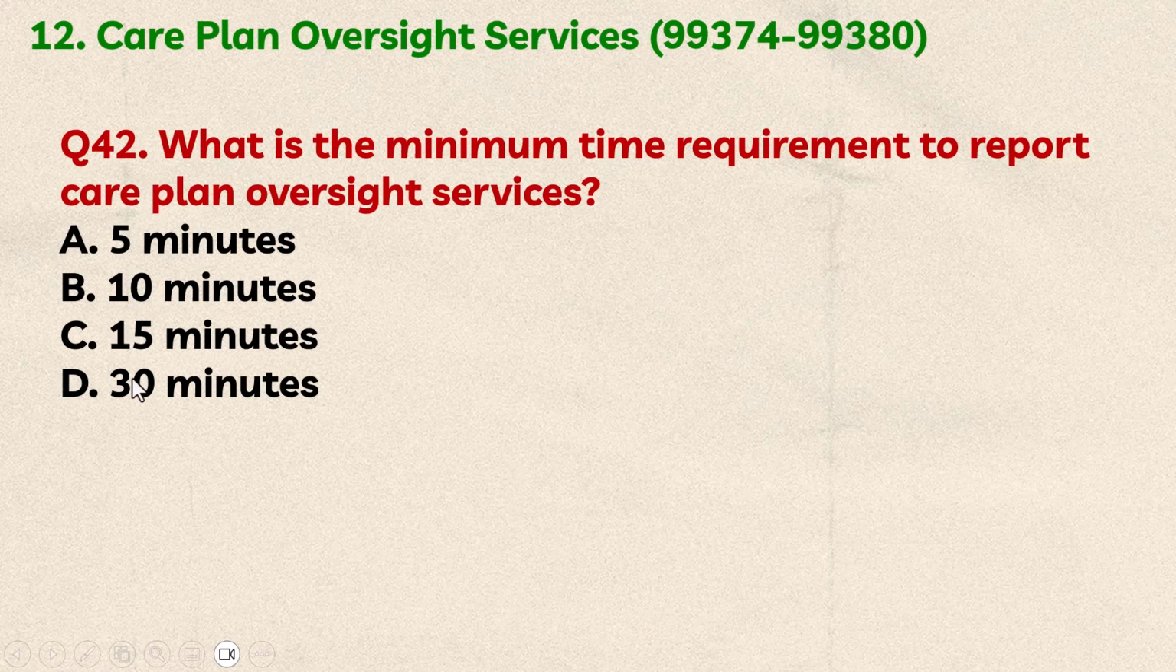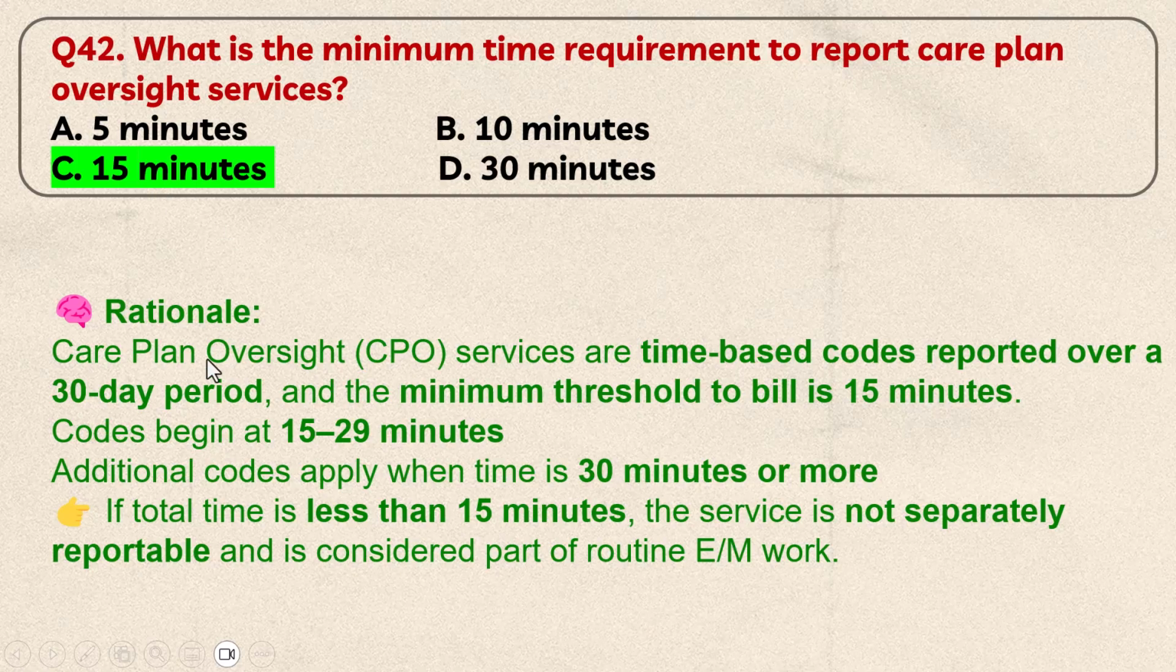5, 10, 15 or 30 minutes. Think the answer. The correct answer is 15 minutes. Care plan oversight services are time-based codes reported over a 30-day period and the minimum threshold to bill is 15 minutes. Codes begin at 15 to 29 minutes. Additional codes apply when time is 30 minutes or more. If the total time is less than 15 minutes, the service is not separately reportable and is considered a part of routine evaluation and management work.